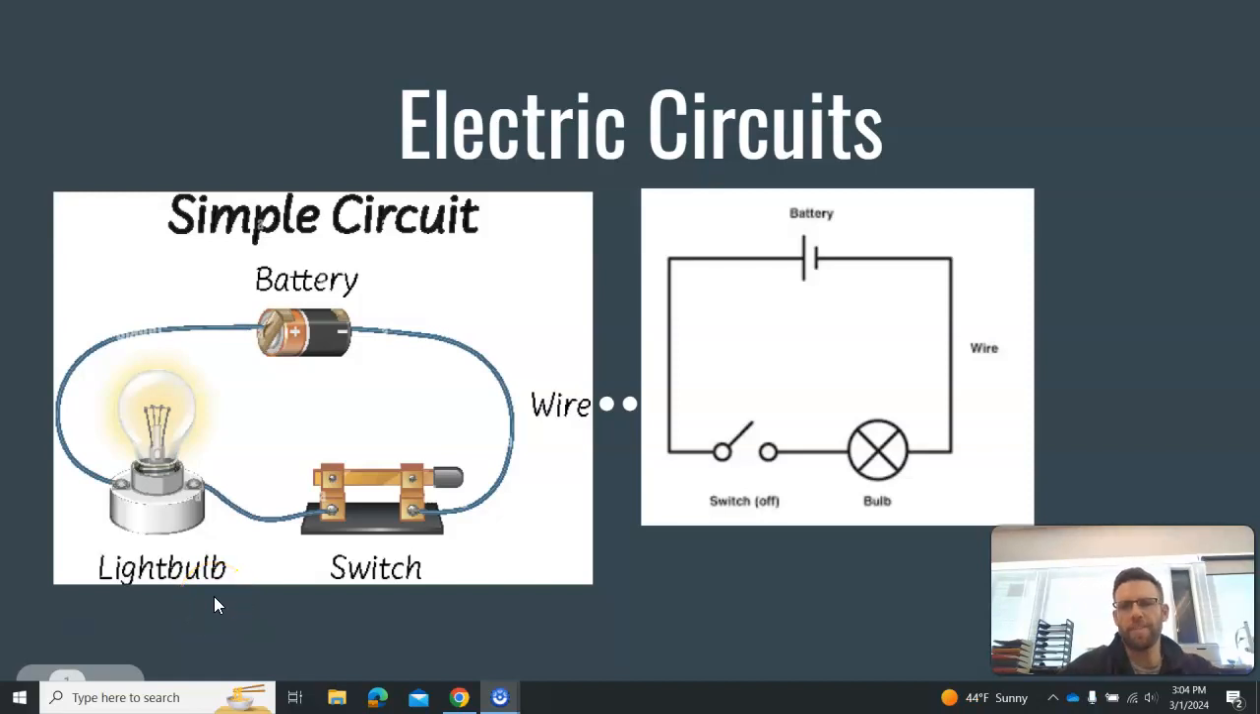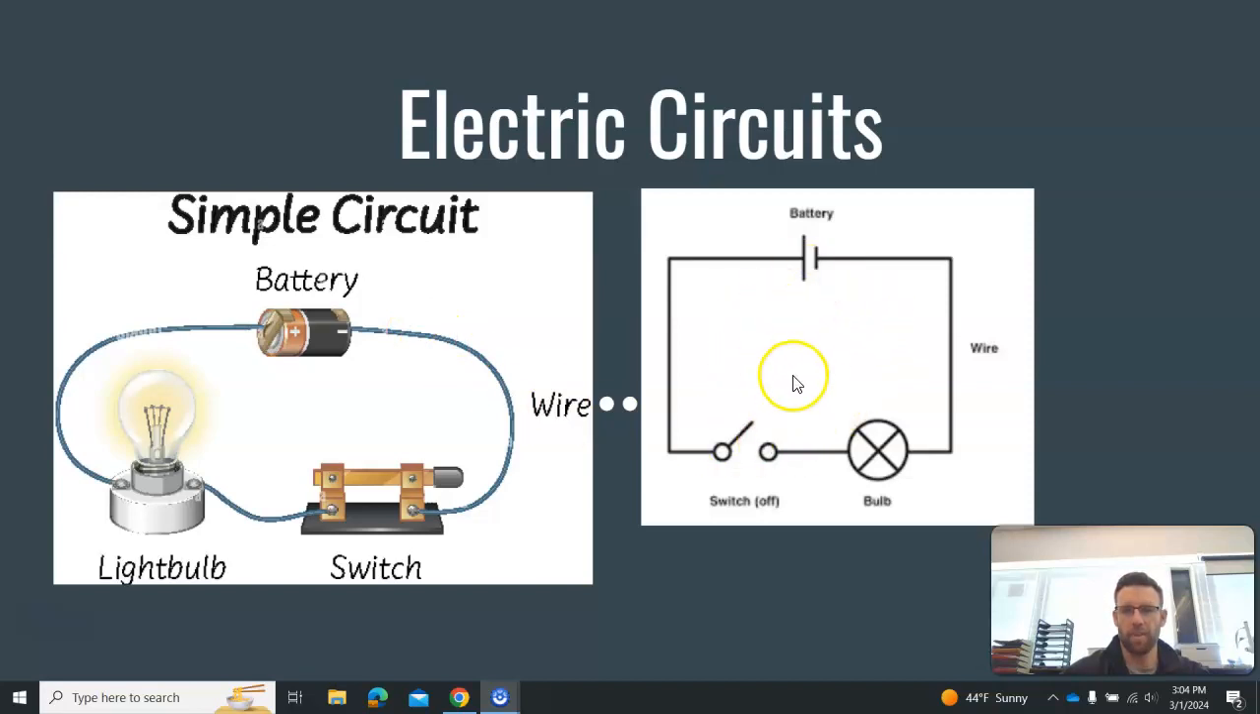Hi everyone. So the goal of this video is to understand electrical circuits. Electrical circuits usually have a battery and maybe some other device like a light bulb that uses the energy from the battery, and then maybe some other components like a switch, definitely some wires.